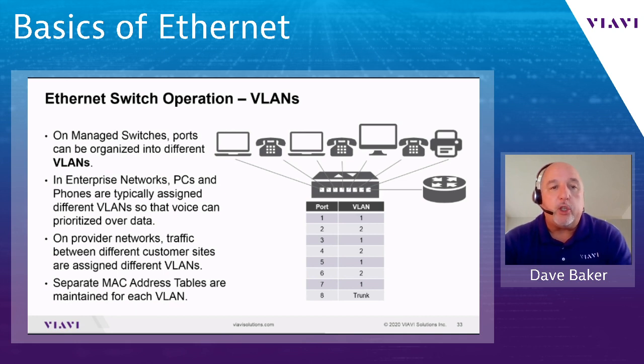So with a managed switch, all the IP phones could be put on a different VLAN, say VLAN number 2, and could be assigned a higher priority so that that traffic would be sent across the links first. And if traffic had to be dropped because of congestion, the voice would be given prioritization. So VLANs allow that to happen in enterprise networks. On service provider networks, VLANs are commonly used to differentiate customers or to differentiate different sites for a customer. And separate MAC address tables are maintained for each VLAN. So one VLAN is isolated from the other.